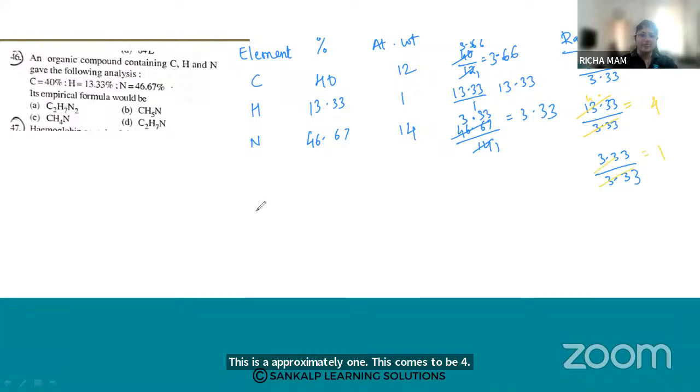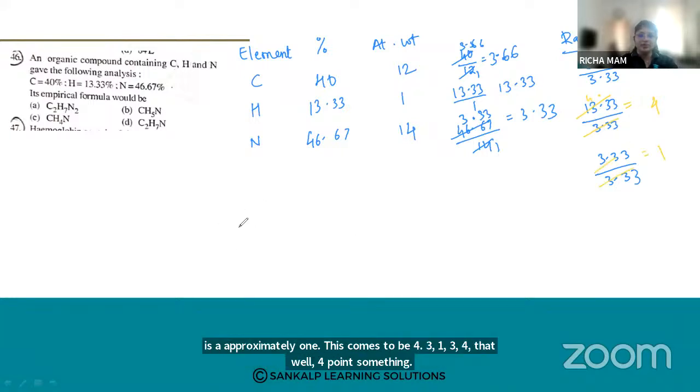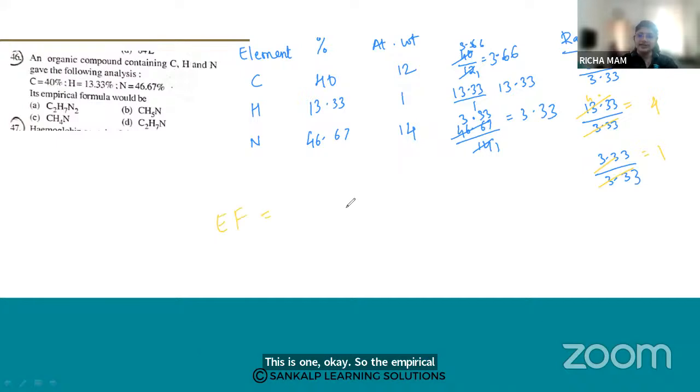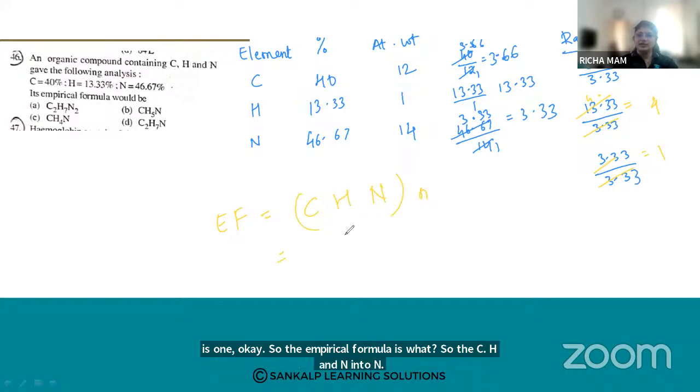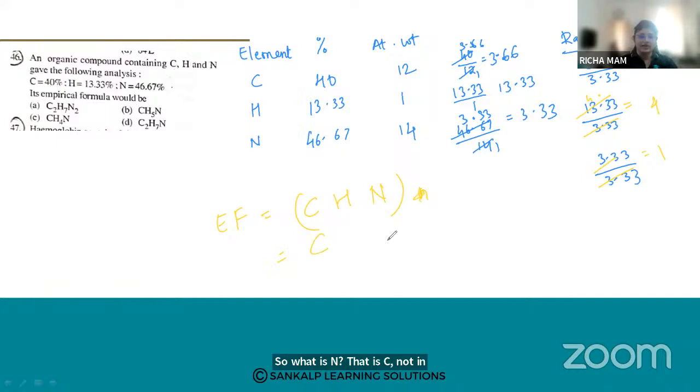This is 1. Okay. So the empirical formula is what? So it is C, H and N into N. So what is N? That is C1, H4 and N. Okay. So C4HN. So C. Yes, Madan and Neeraj have answered it as C. Others, what about others? Got it? Everybody got the same?